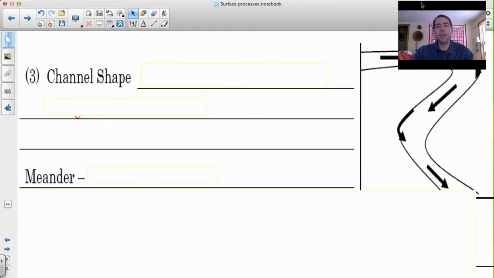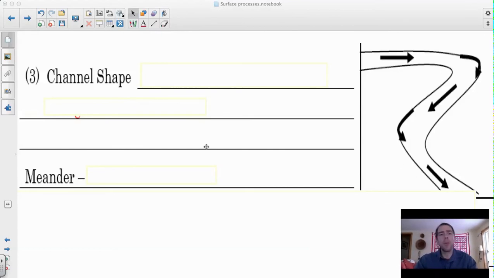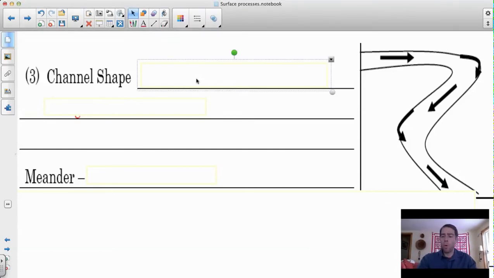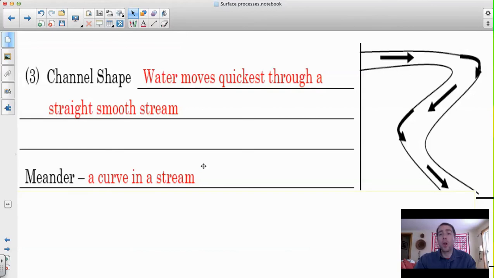The next thing is the shape of the channel, the shape, what the stream looks like. If it's a straight stream, it's going to move faster, just because there are no corners that it has to go around. And as it goes around a corner, that slows things down. So slower streams tend to meander. When it's less steep, you tend to get these meanders. And a meander is just a bend in a stream, a curve in the stream.